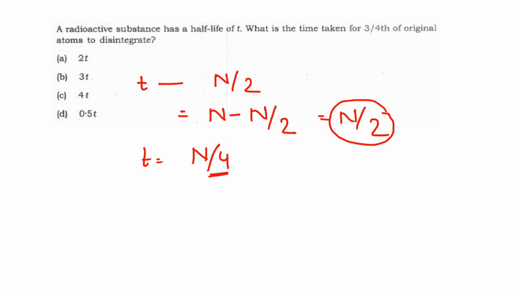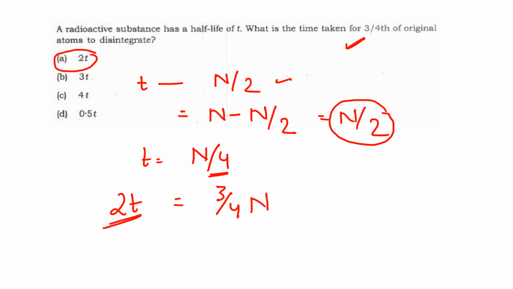Okay, so the number of disintegrated atoms in the next half-life would be N by 4. So the total number of disintegrated atoms would be N by 2 plus N by 4, that would be 3 by 4 N. Okay, so what is the time taken for 3 by 4 of the original atoms to disintegrate? Okay, so the time taken is 2t.